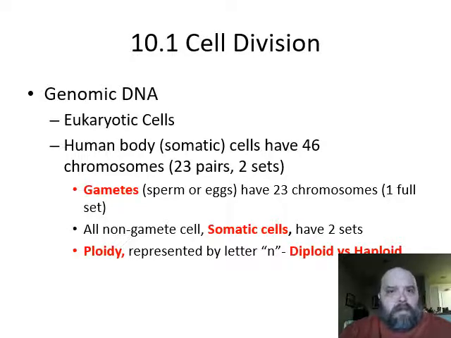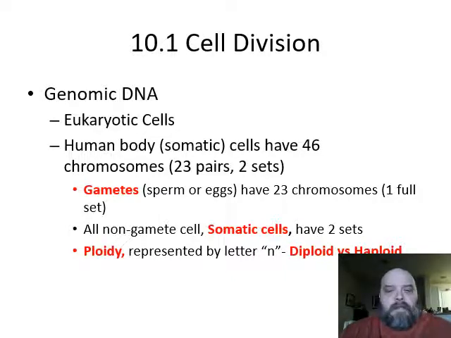The exceptions to this are the gametes, sperm, egg. Sperm or egg have only 23 chromosomes, one set, one and done. That's it. As we're going to see in chapter 11, it's not a complete set from mommy, a complete set from daddy. It's a mix.